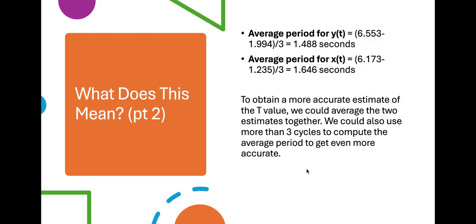So to obtain a more accurate estimate of the T value, we could average the 2 estimates together, and to get even more accurate, like I said, we could use more than 3 cycles to compute the average period for the y of t and the x of t, and then we could get even more accurate.